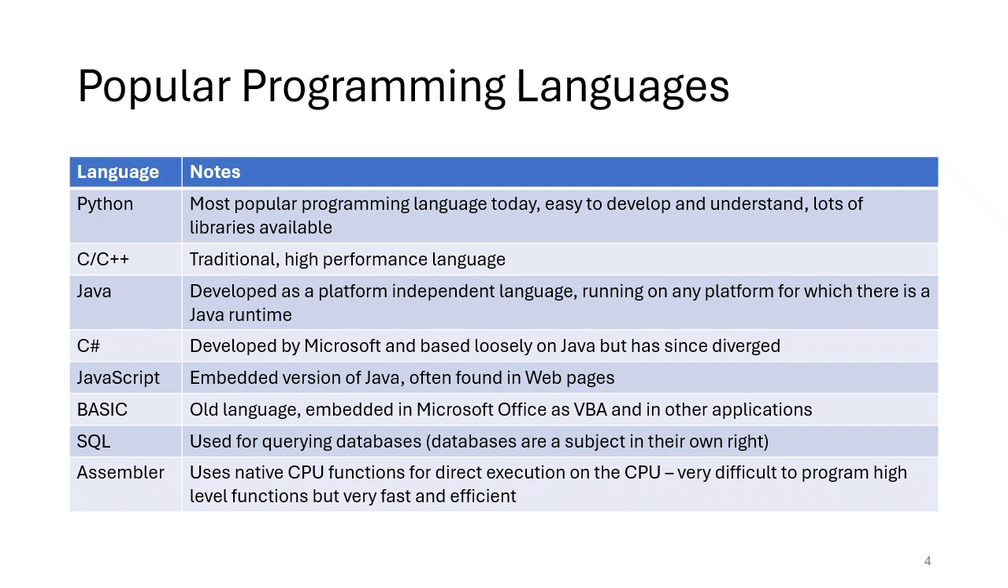Assembler uses native CPU processor functions for direct execution on the CPU. This makes it very difficult to program, but it is very fast and efficient. So if you look at that in terms of performance, C is quite performant due to its being compiled. But C effectively compiles into assembler. If you start with assembler, then you can write some very fast applications.